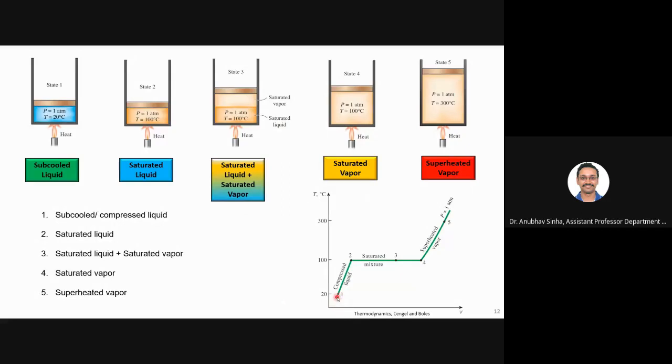Now, at state 1, you have compressed liquid or subcooled liquid which is getting heated up. So the volume is also increasing and temperature is also increasing till it reaches 100 degrees Celsius. At 100 degrees Celsius, we are at state 2, which is shown here. Now at state 2, it starts to boil. Okay, it is saturated liquid.